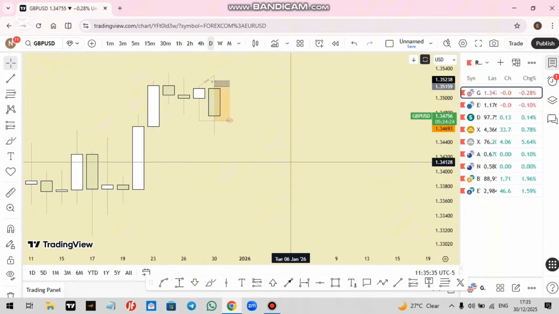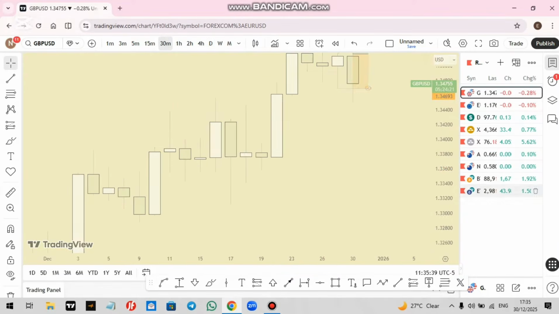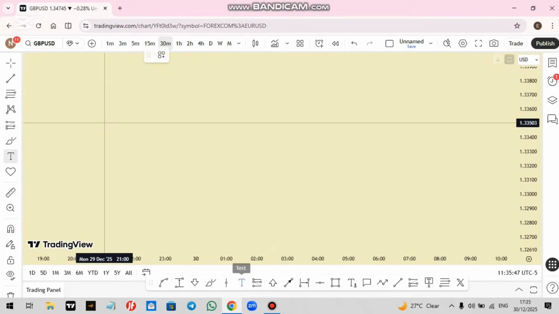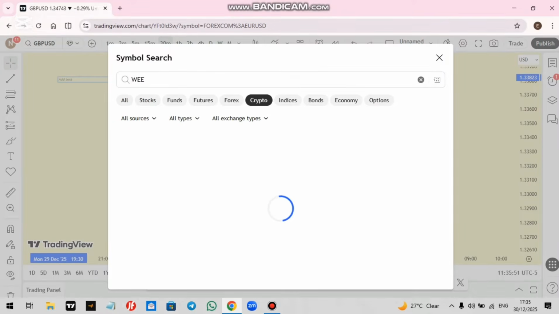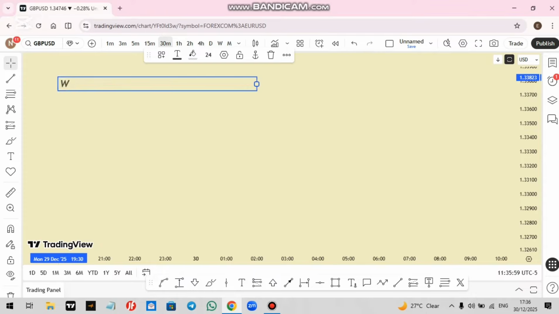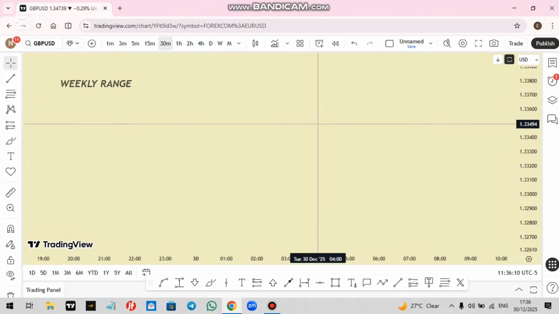Before that, let's go to the most important thing I came to do, which is trying to explain to you guys the weekly open, high, low, close, the weekly range, right? Weekly range. Did you know what weekly range is? Hmm? Did you know what weekly range is? So now I'm going to give you a definition of weekly range.